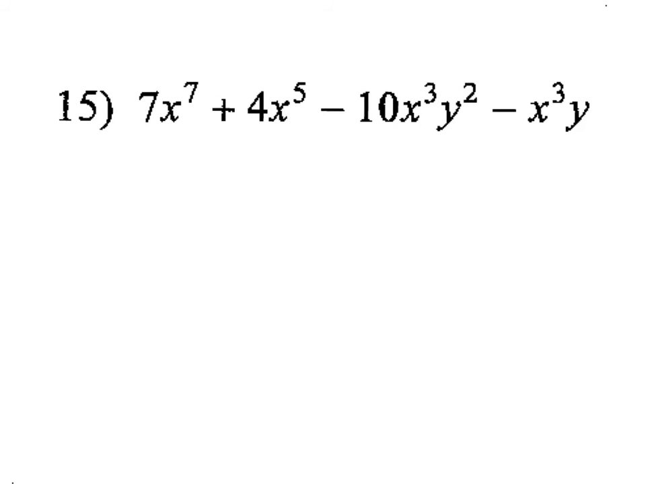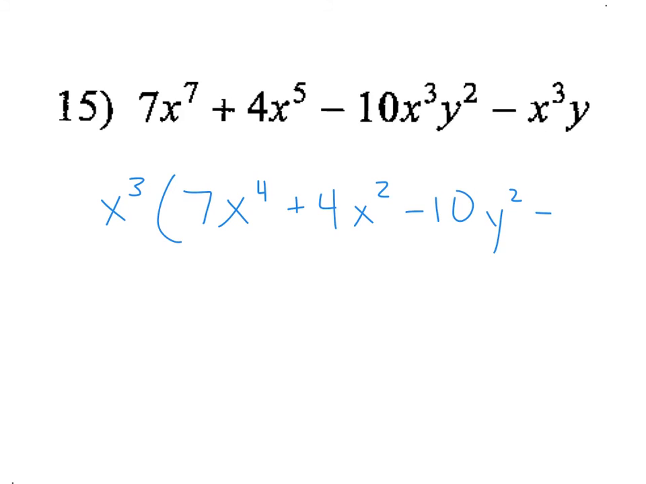Now, when I look at my y's, there's no y, and then all of a sudden y's show up. If it's not in all 4, you can't pull it out. So on this guy right here, I'm going to pull out 3 x's. I'm going to get 7, and then x to the 4th, because there were 7, I pulled 3 out, plus 4, I pulled out 3 x's, I have 2 left, minus 10, all 3 x's came out, so I get a y squared, and then minus all 3 x's came out, and I have a y left over.